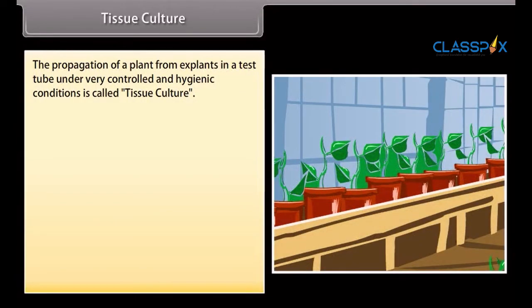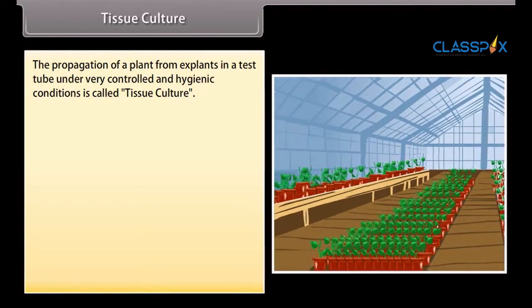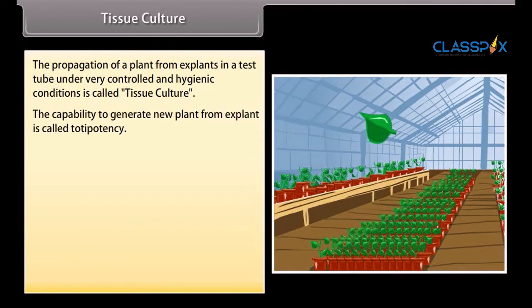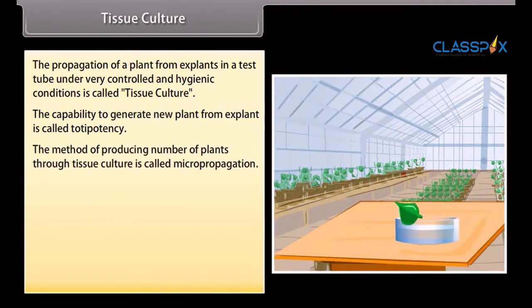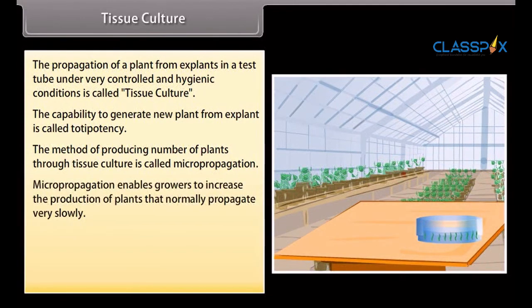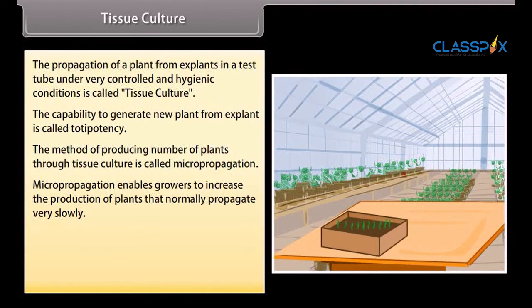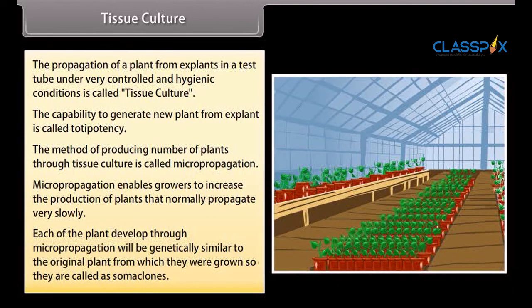Tissue culture: the propagation of a plant from explants in a test tube under very controlled and hygienic conditions is called tissue culture. The capability to generate new plant from explant is called totipotency. This method of producing a number of plants through tissue culture is called micropropagation. Micropropagation enables growers to increase the production of plants that normally propagate very slowly. Each of the plants developed through micropropagation will be genetically similar to the original plant from which they were grown, so they are called somaclones.